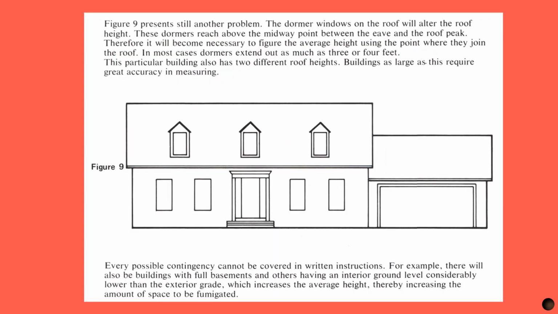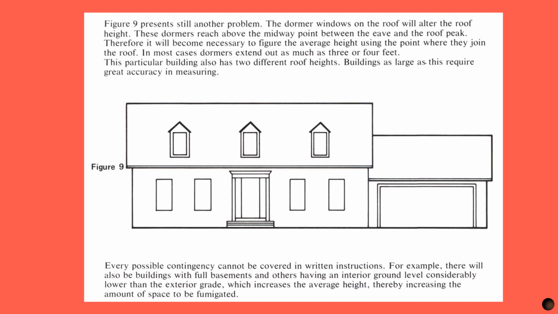Figure 9 presents still another problem. The dormer windows on the roof will alter the roof height. These dormers reach above the midway point between the eave and the roof peak. Therefore, it would become necessary to figure the average height using the point where they join the roof. In most cases, dormers extend out as much as 3 or 4 feet. This particular building also has 2 different roof heights. Buildings as large as this require great accuracy in measuring.